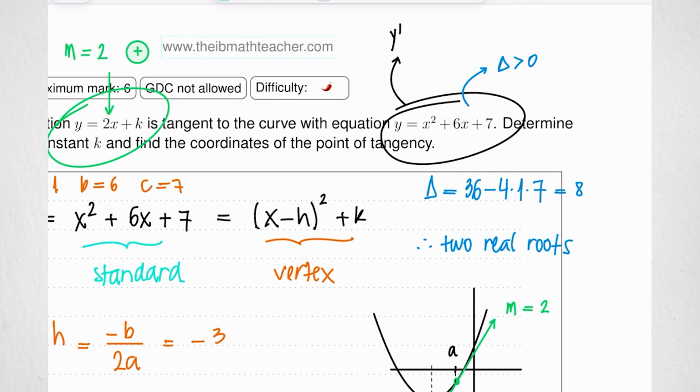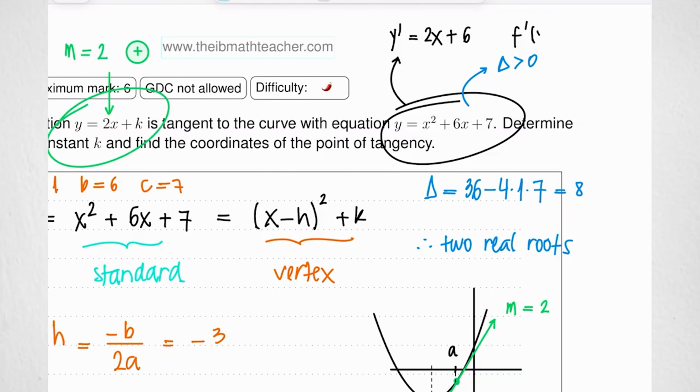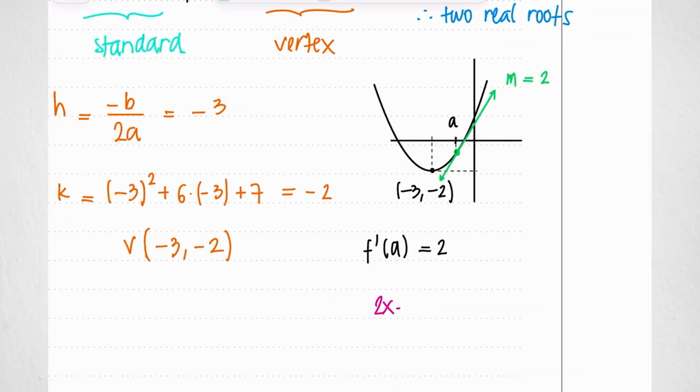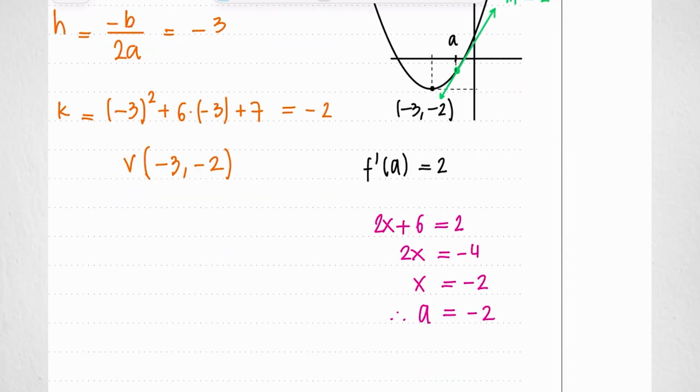Now, we never found f prime or y prime or dy dx, which is the derivative of this quadratic. We can find it right now. If this is y, then y prime is 2x plus 6. If this was defined as a function f of x, then you would have f prime of x as 2x plus 6. So pretty much the same thing. Now, at what point is the derivative equal to 2? Well, we can force the derivative to be equal to 2, which means 2x plus 6 will be 2, which means 2x is equal to negative 4, so x is negative 2.